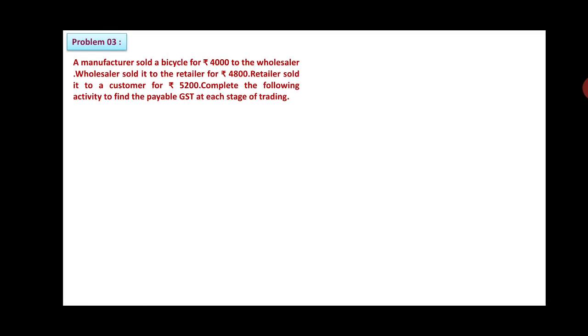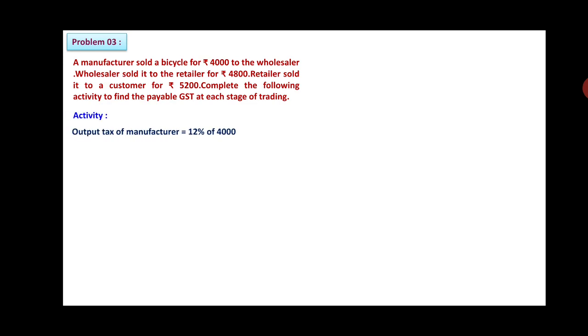Let's discuss this third problem. A manufacturer sold a bicycle for rupees 4,000 to the wholesaler. The wholesaler sold it to the retailer for rupees 4,800. The retailer sold it to the consumer for rupees 5,200. Complete the following activity to find the payable GST at each stage of the trading.